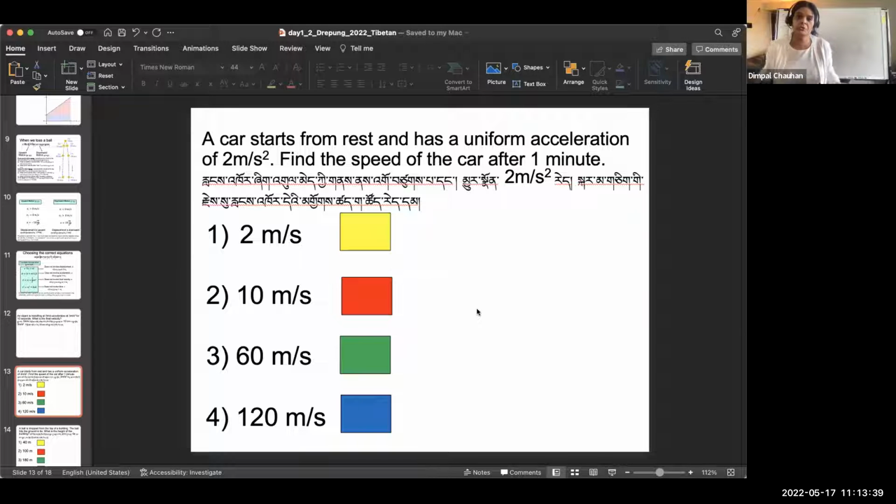So I want you to understand the question. It's also written in Tibetan. If you want me to translate in Hindi, I can, but find the answer. 5 minutes will be given.